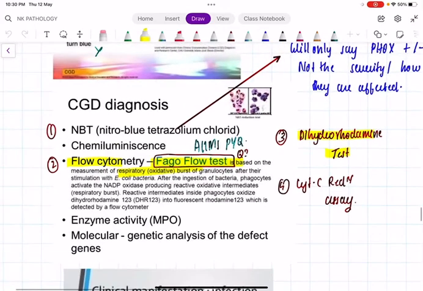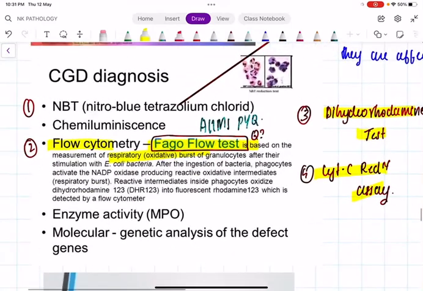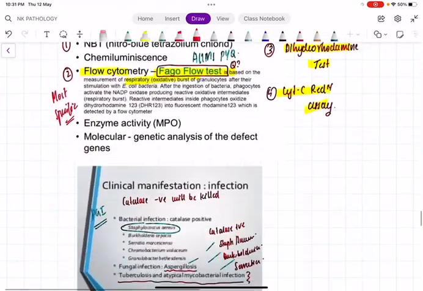Okay, flow cytometry. Then we can go for myeloperoxidase enzyme activity or cytochrome C reduction assay. These are other tests. Flow cytometry is the most specific. I have already discussed the clinical manifestations.